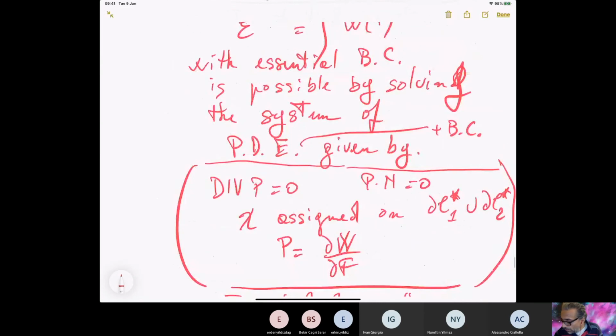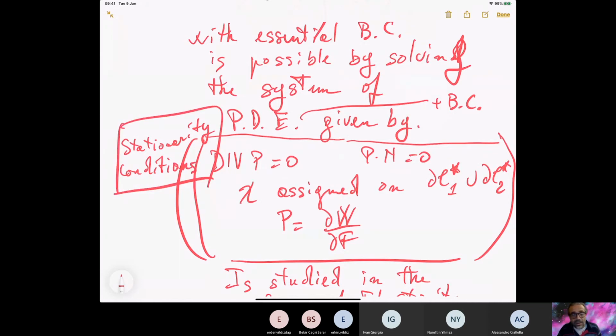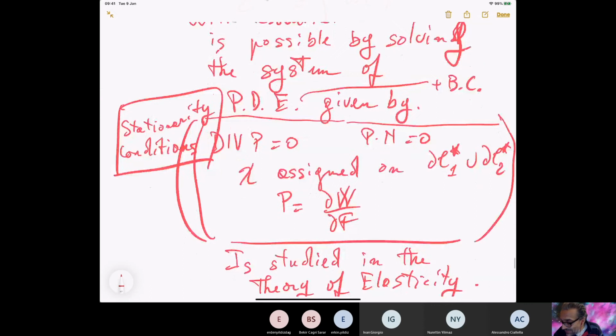Instead, when you write these conditions, the stationarity conditions, when you have written the stationarity condition, what do you need? Think about it. You need the divergence of P. As P depends on grad chi, you need the second derivative of chi.